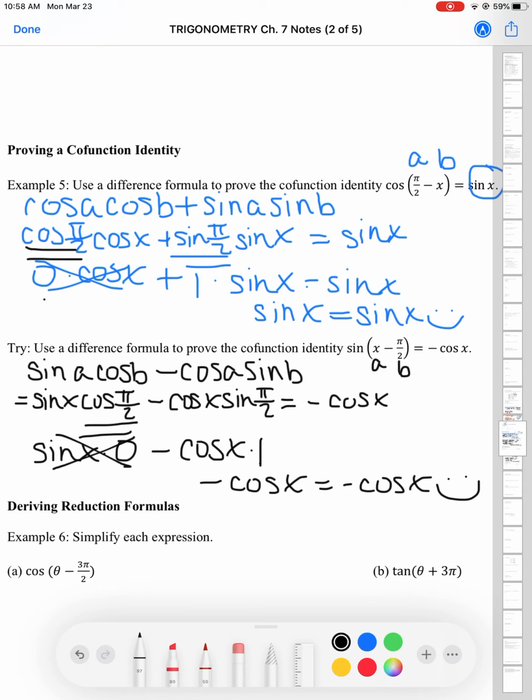So this is a lot like when we were in section, what was it, 7.1 and 7.2, when we were proving identities using the Pythagorean identities and all that. That was a lot like doing that, except now we were using our sum and difference identities.